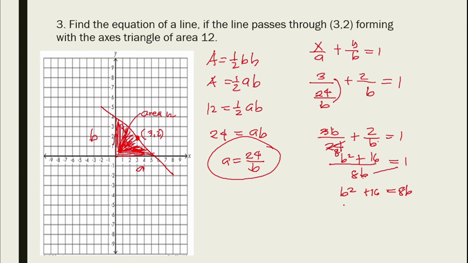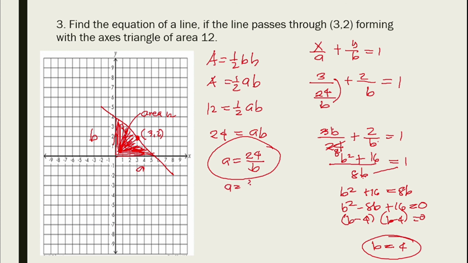So we have to simplify. B squared minus 8B plus 16 is equal to 0. So we have to factor. The factor of this one is (B minus 4)(B minus 4) equals 0. Therefore the value for our B is equal to 4. Now the value for A is equal to 24 over 4, that is equal to 6. So A is 6 and B is 4.